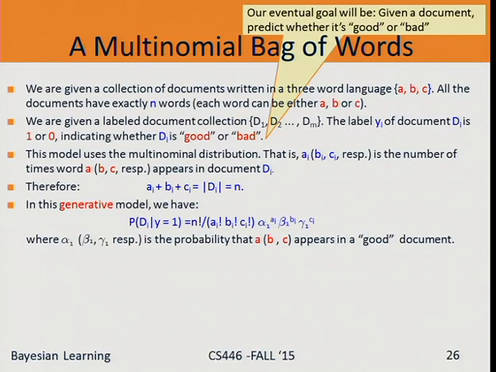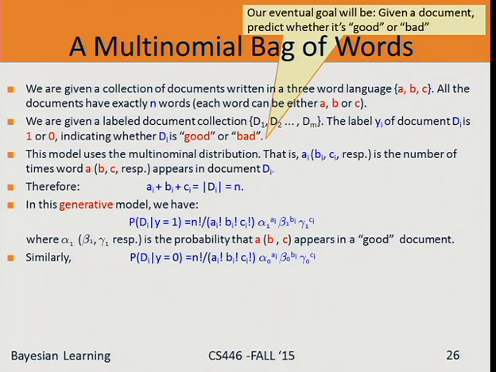Now I need to do the same thing for a bad document, right? So I'm going to assume P of Di given a bad document has the same coefficient with these parameters, alpha 0 to the Ai, beta 0 to the Bi, gamma 0 to the Ci, where, again, alpha 0, beta 0, gamma 0 are the probabilities that A, B, and C respectively appear in a bad document. Okay, so far it's an assumption, right? I don't know these numbers. I'm just assuming that that's the probability. So the multinomial is the model that governs the generation of documents.